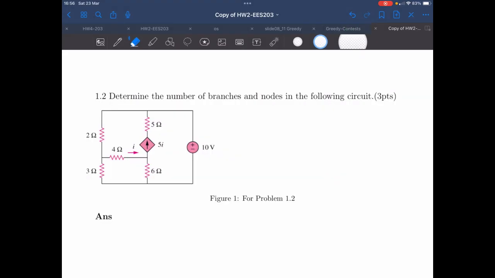In this question 1.2, we need to determine the number of branches and the nodes in the following circuit. We have to refer to the meaning of the branches and the nodes. The branches are the elements connected in between the nodes, and each has two terminals. It could be resistors or voltage supplies, or anything else that has two terminals.